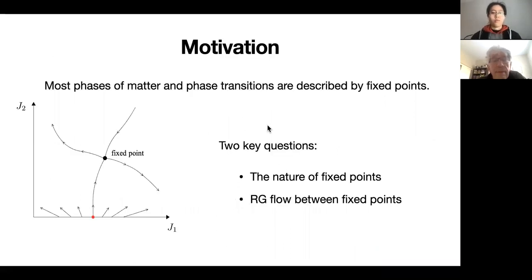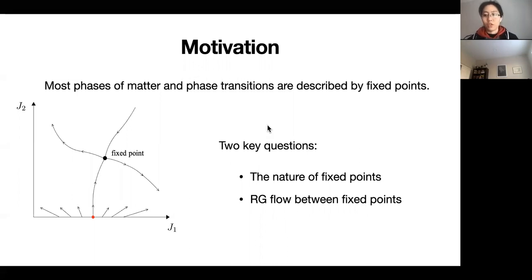Okay, so in the study of condensed matter or field theory, we are interested in many phases of matter and phase transitions. Thanks to the invention of the renormalization group method, we are able to understand the system as a function of length scale or energy scale. From the RG point of view, most phases of matter and phase transitions are described by RG fixed points. So this leaves us two ultimate questions in this field of study.